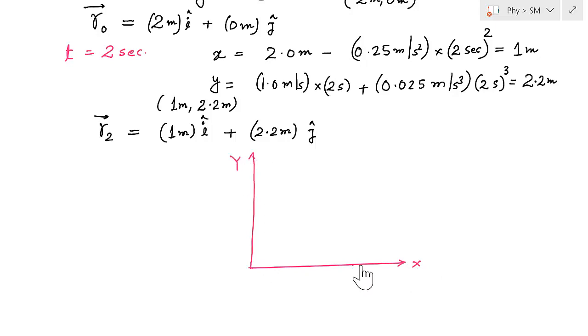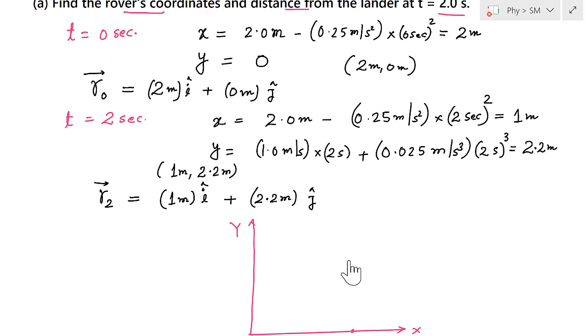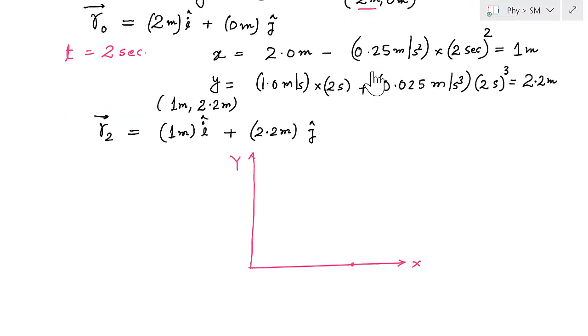So at t equals 0, what is the situation? At t equals 0, x is 2 meter and y is 0 meter. So we have somewhere here. So this is 2 meter and the y is 0 meter, and this is the origin. So this is the position at t equals 0 seconds.